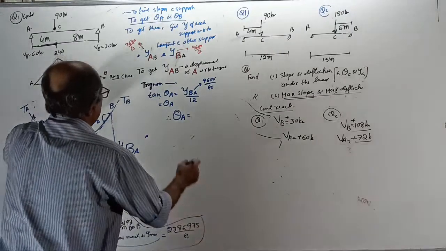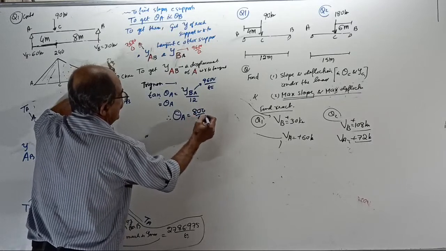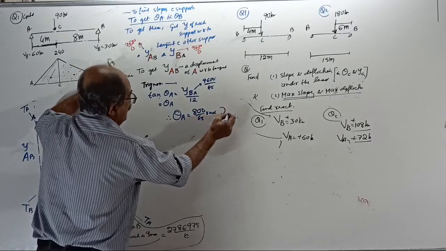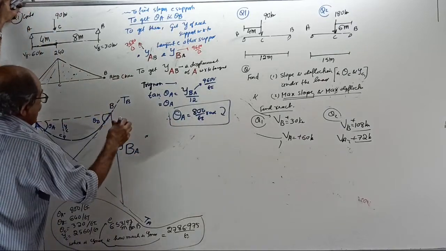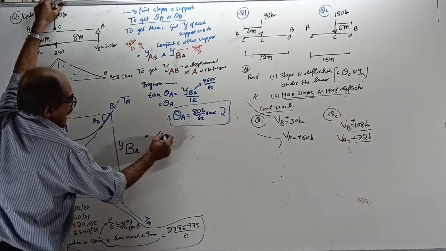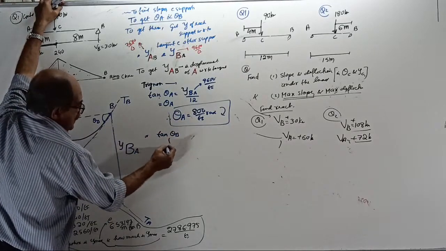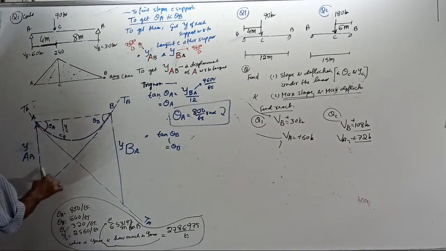Theta A is 800 by EI radian clockwise. Okay, thank you. Now, use other trigonometry. See here, use this triangle. In the same way, tan of theta B equals, see here, tan theta B means this triangle.